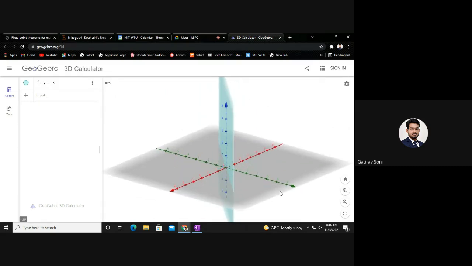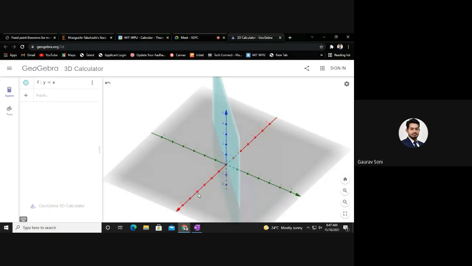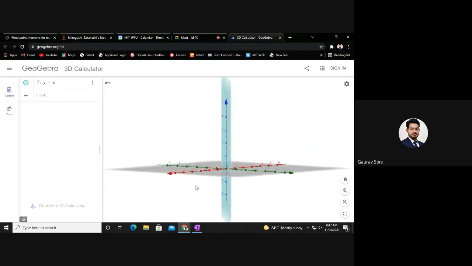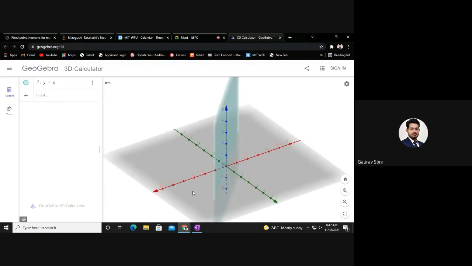I need some response so that I'm assured that you are understanding what I'm saying. So if red is the x-axis and the green line is y, then if you look at just the xy plane, you will get a line. But y equal to x in a three-dimensional space is becoming a plane. So it is independent of the Z coordinate. The line is extended in the upward direction as well as the lower direction. Is it clear? Yes, sir.